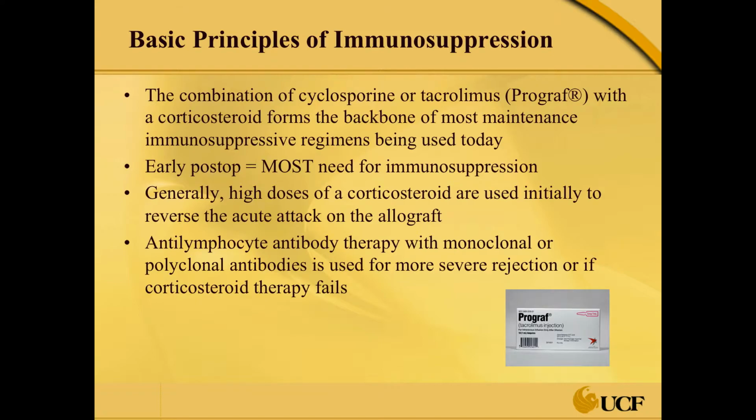We know from the first lecture that the early post-op period is where the patient that is post-transplant is going to need the most immunosuppression. And generally, high doses of a corticosteroid are used initially to reverse the acute attack on the allograft. Anti-lymphocyte antibody therapy with monoclonal or polyclonal antibodies is used for more severe rejection, or if, for whatever reason, corticosteroid therapy fails.